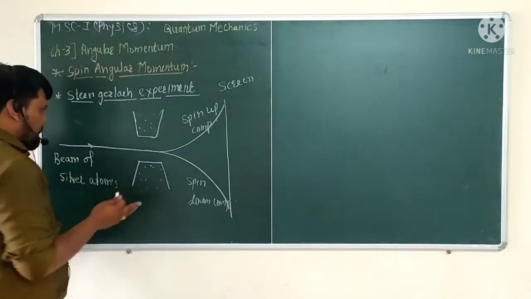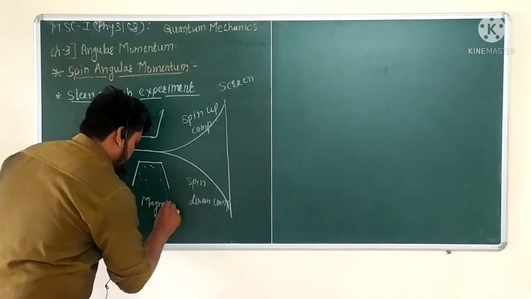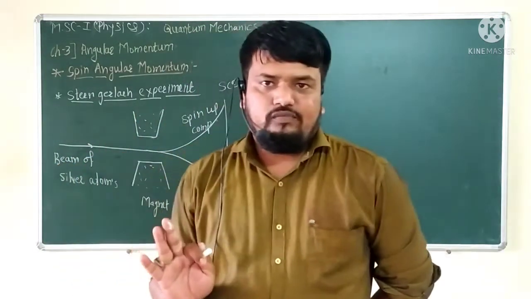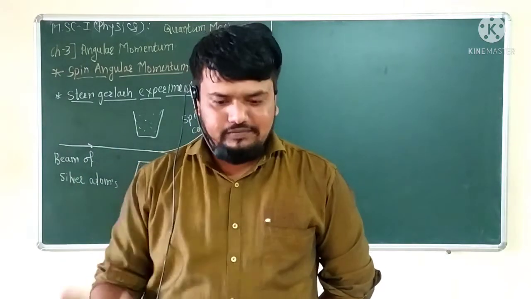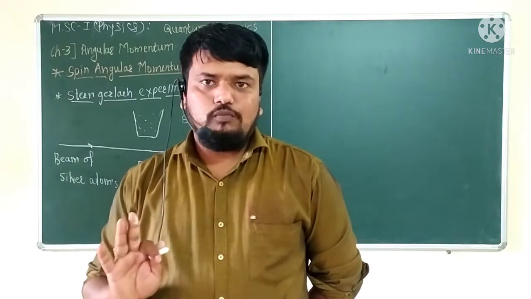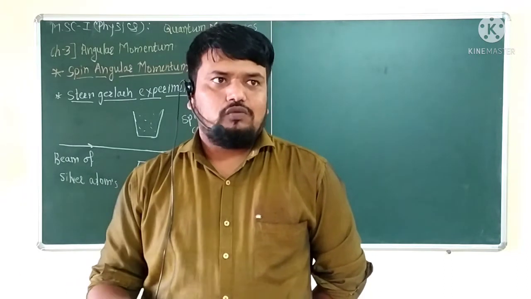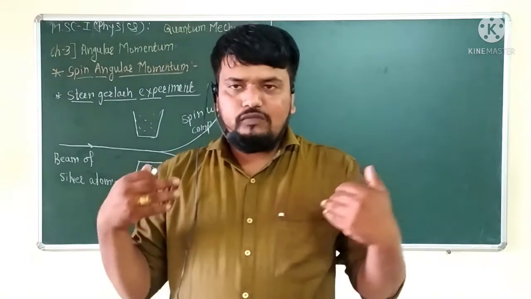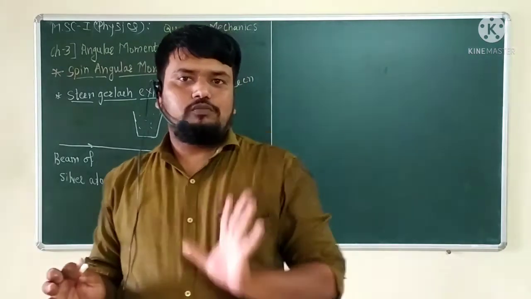So see here, this is the magnet. When a beam of silver atoms passes through the non-uniform or inhomogeneous magnetic field, the beam splits into two components, spin up and spin down, which we generally say as spin half and spin minus half. Next, the graphical representation of the spin half.